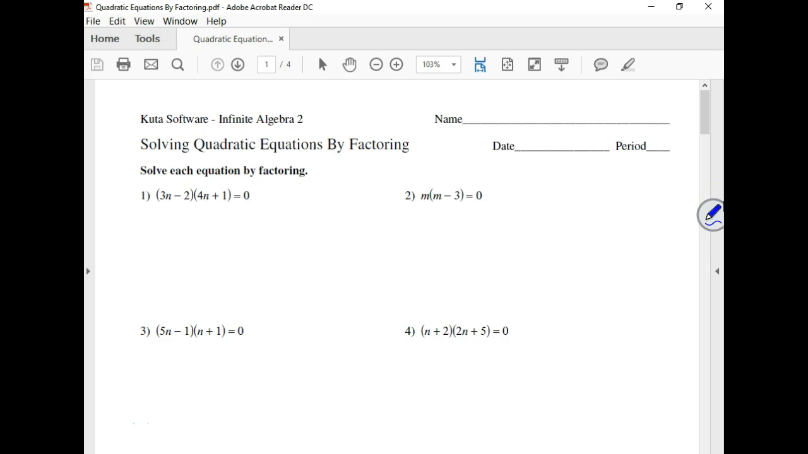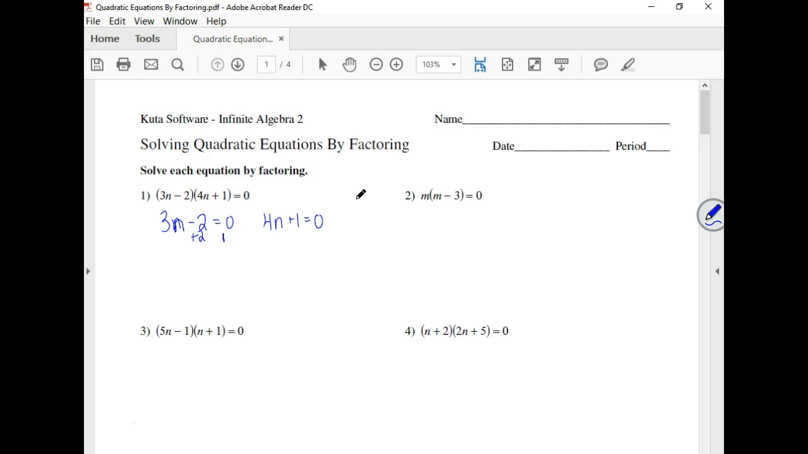So if you want to solve this, in order for 3n minus 2 times 4n plus 1 to equal 0, then one of these 2 binomials in the parentheses has to equal 0. So what we do is we just set each one equal to 0. So we say 3n minus 2 equals 0, and we say 4n plus 1 equals 0. We just solve each one of those.